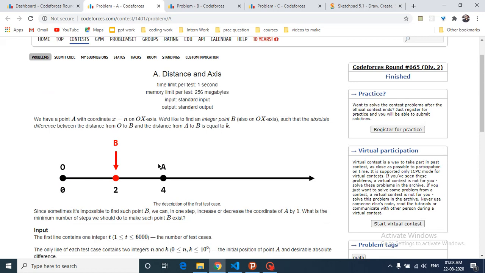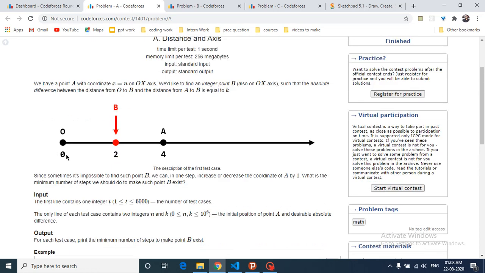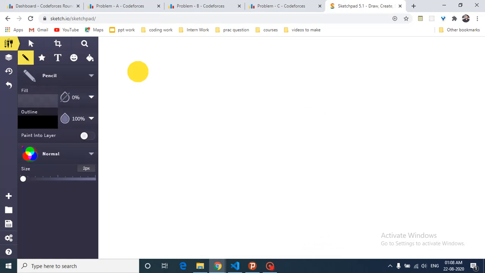So let's start. Let's take this example only, in which you are given the numbers 0 and 4. Assume that you draw a number line. This is 0, this is 4, and let's assume that you take B somewhere. If you take B here, the distance between O and B is 0, and the distance between B and this point is 4. So 4 minus 0, the difference, is equal to 4.